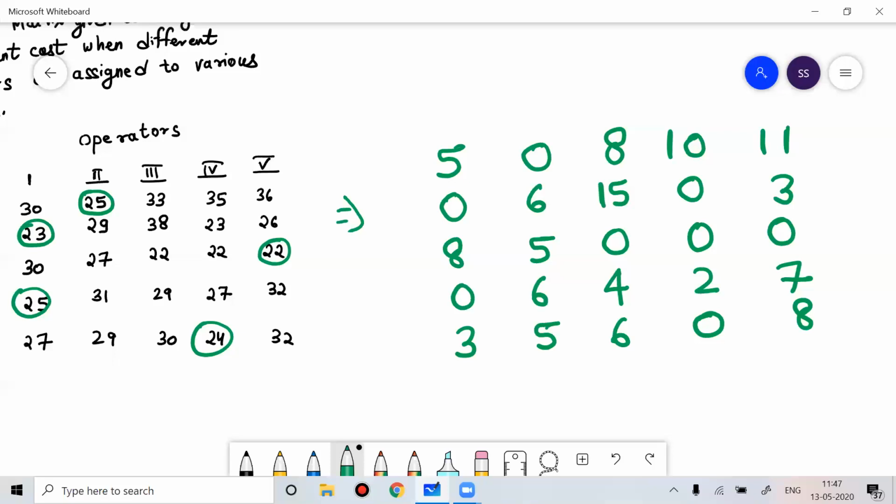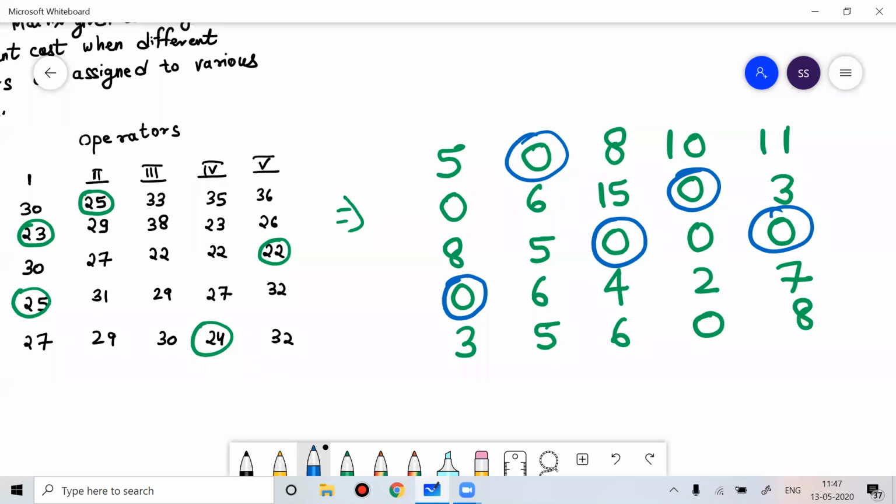So I have done that work. Once you've done that work, find the minimum element in the column, then subtract that minimum element from all the elements of the column, and with that you will ultimately get the matrix. If you notice here, every column already has a 0, so if you subtract 0 from all the elements of the column, ultimately no change will happen.